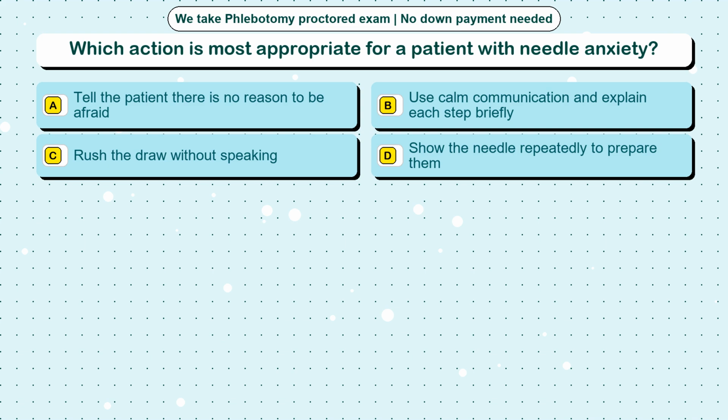Question 48. Which action is most appropriate for a patient with needle anxiety? Option A. Tell the patient there is no reason to be afraid. Option B. Use calm communication and explain each step briefly. Option C. Rush the draw without speaking. Option D. Show the needle repeatedly to prepare them.